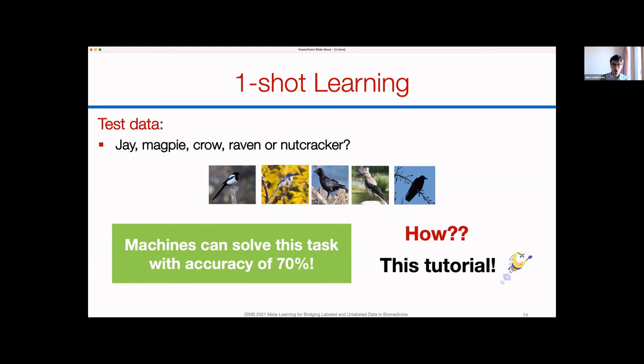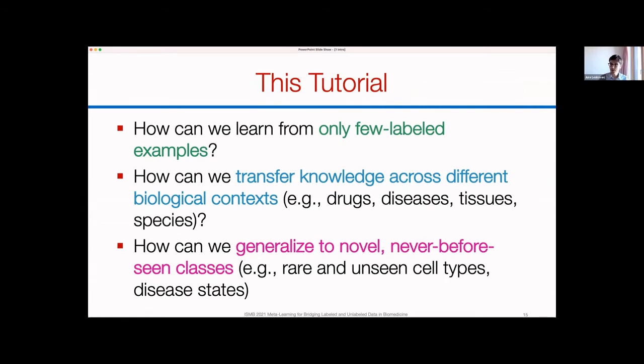Right, so this tutorial will be about how do we learn from very few labeled examples. How can we learn to transfer knowledge across different biological contexts, meaning between different diseases, between different species, between different tissues? How can we generalize to novel, never before seen classes? How do we identify rare and unseen cell types, diseases, and similar? So this is what this tutorial will be about. So if you wonder how to answer these questions, you should stay tuned.